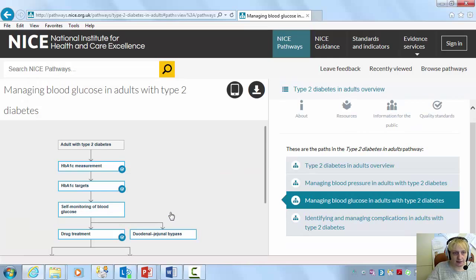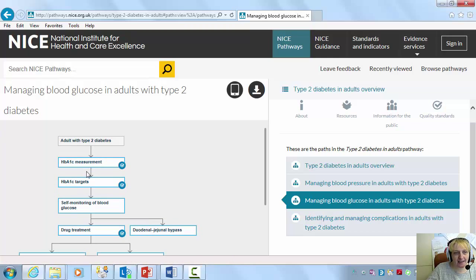So if you click onto this, you can see here I am again. You can see here HbA1c measurement, which is the bit that I've really got to go and get myself a blood test done.